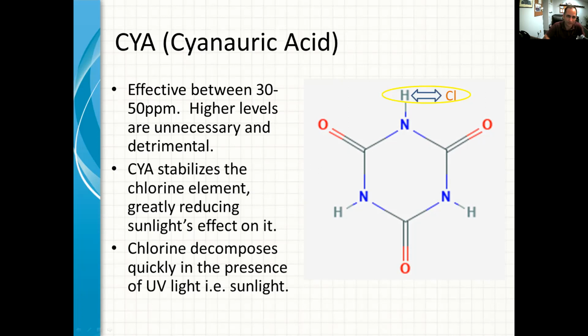The same thing that makes the cyanuric acid so great at protecting the chlorine and stabilizing it makes it very stable. It's this ring molecule, and rings tend to be more stable molecules. So the same thing that protects the chlorine from the sun and stabilizes it also makes the CYA very stable in water and hard to break down. There's not really a way to do that.